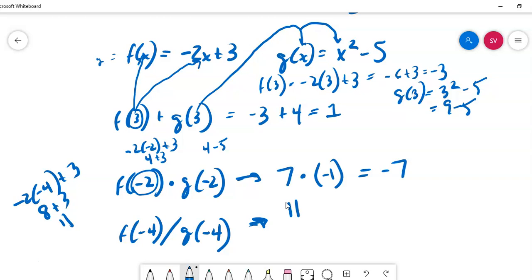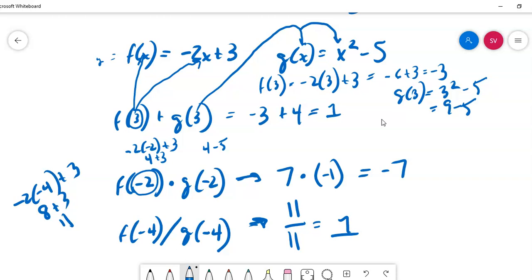I'm going to do the same thing here. Minus 4 squared is a positive 16. 16 minus 5 is 11. So 11 divided by 11 will give me 1. And that will conclude our discussion on taking a function and replacing x with some sort of value that we're interested in plugging in, and then seeing what the results are.